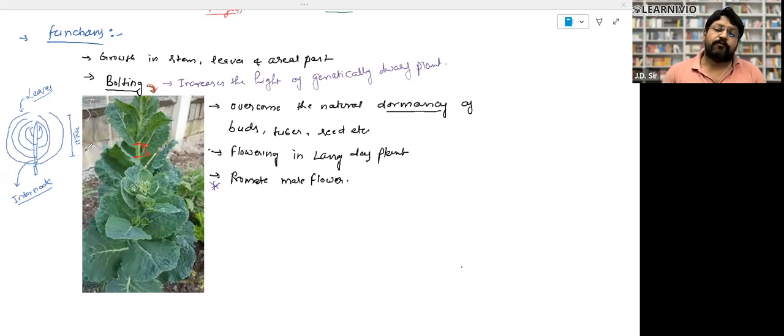It is responsible for flowering in long day plants. Long day plants are those which flower in the summertime; if you spray gibberellin, they will flower. It promotes the male flower. This is important. Is it clear? Bolting, and promoting the male flower, are important. Clear? Yes, sir.